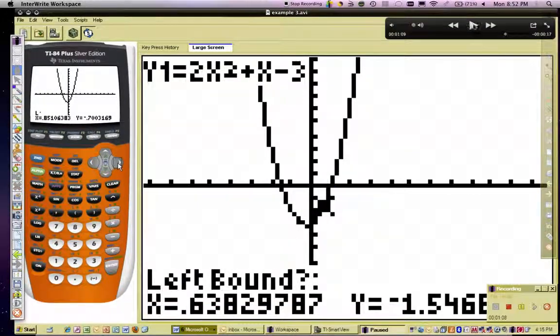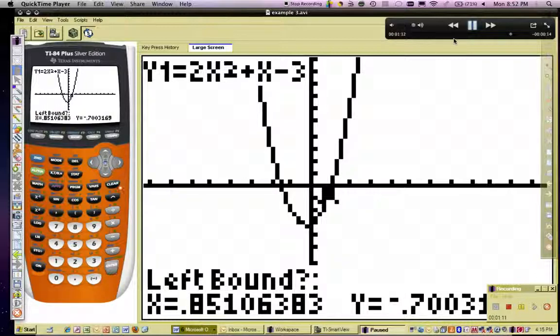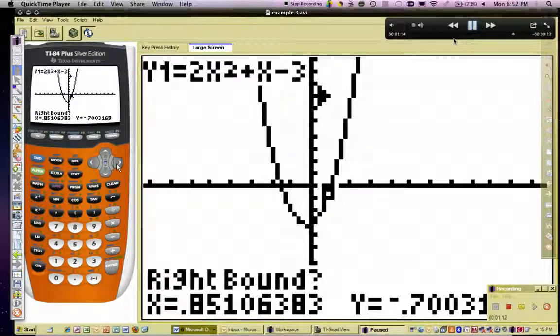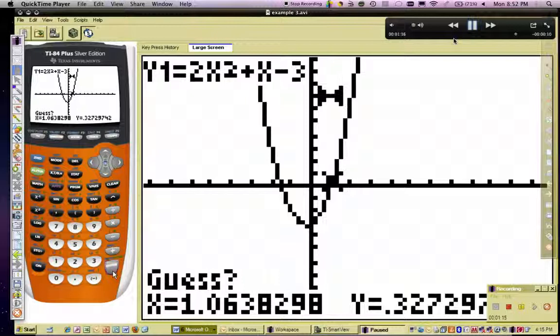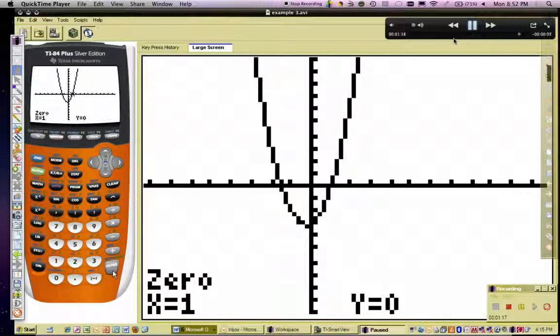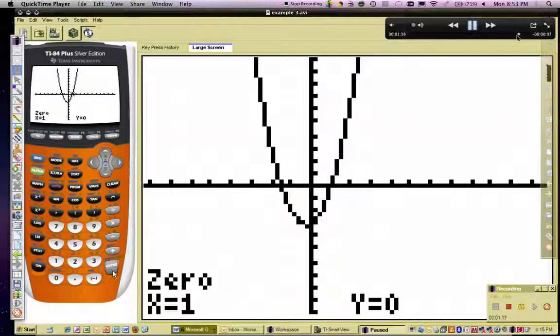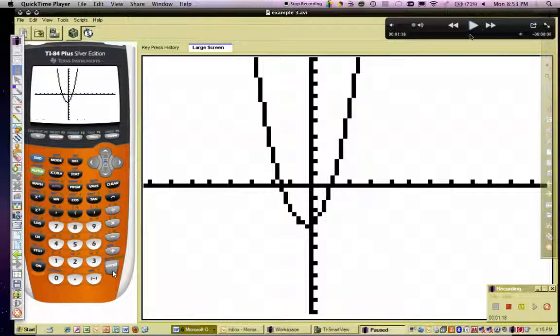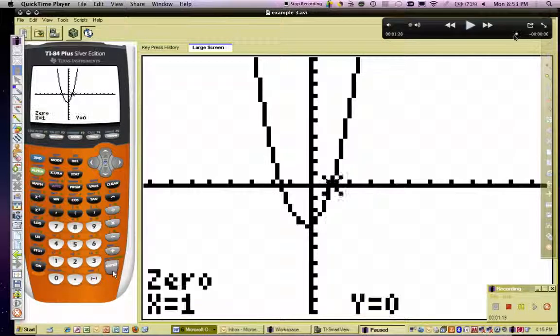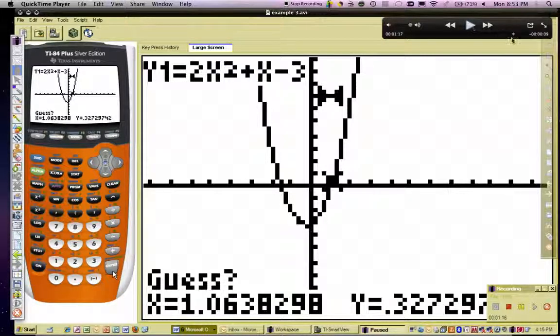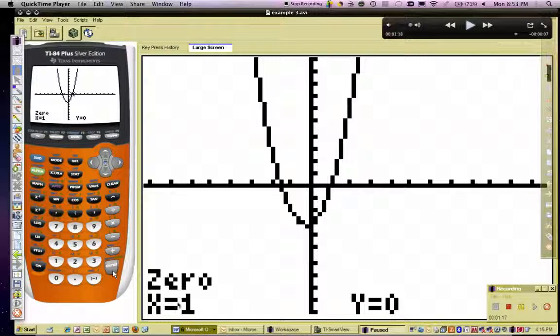Once we're as close as we can get, press enter, and again use your left and right arrow keys. Now we go ahead and find the right bound. We took a guess, and that was very quick, so you might have missed it. It says my 0 is x equals 1. So visually, it was kind of on the mark.